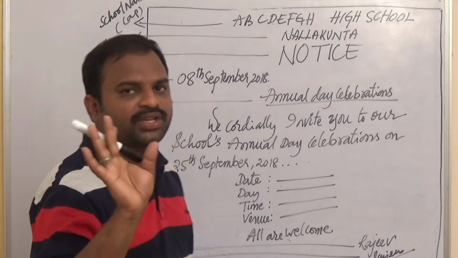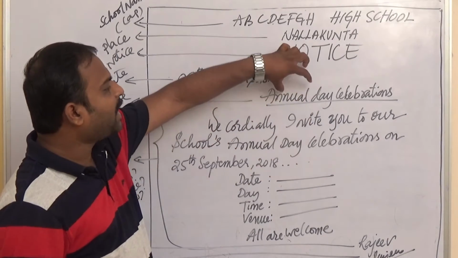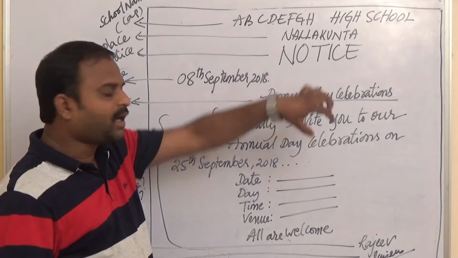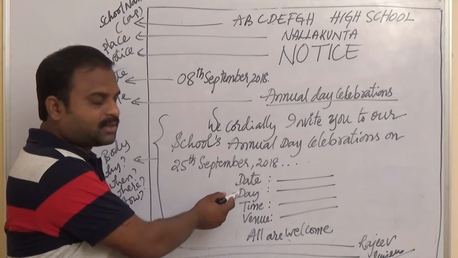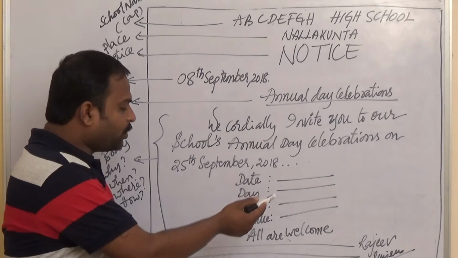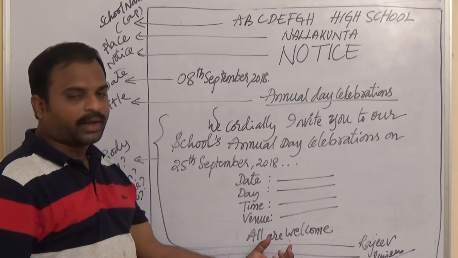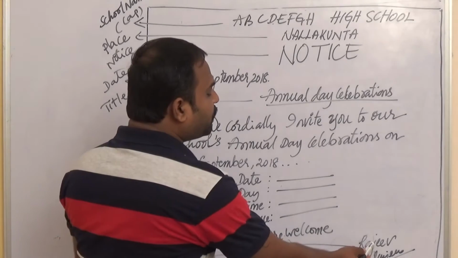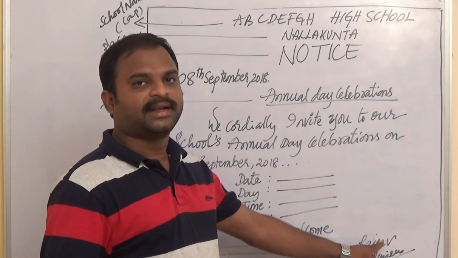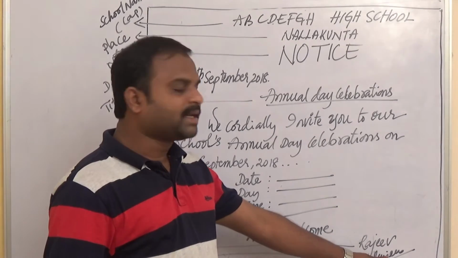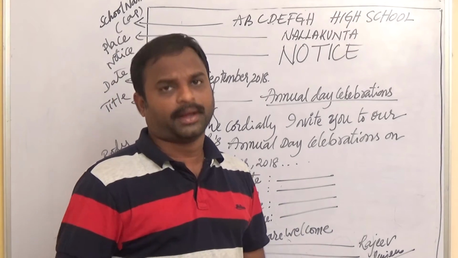So whatever information you want to write, you write here. Let us say we are writing about the annual day celebrations. So we need to write when it is and on which day, at what time, and the venue. Then after writing this information, you can write all are welcome. Then afterwards we need to write who is writing this notice. So Mr. Rajiv is writing the notice.